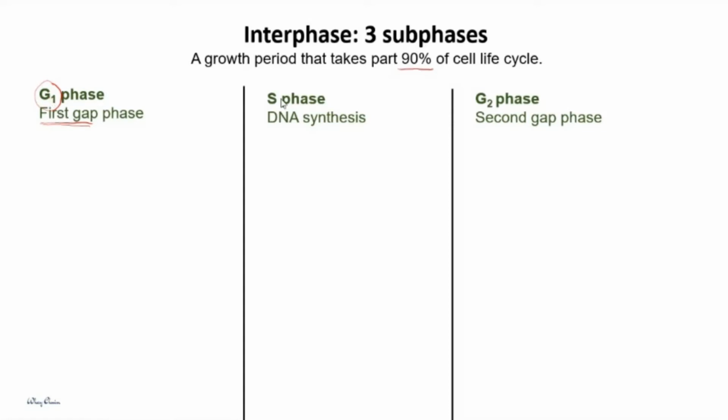After the G1 phase, followed by the second phase which is the S phase. S huruf besar, atau nama dia synthesis phase. Okay, in matriculation, we call it DNA synthesis because in this phase, DNA will be produced. Another copy of DNA will be produced. And the last subphase of interphase is G2 phase, the second gap phase. So there are 3 subphases of interphase.